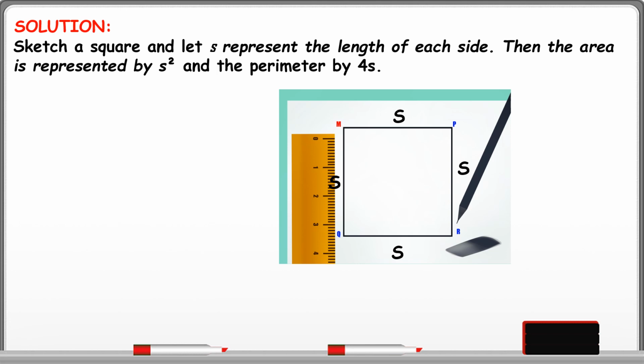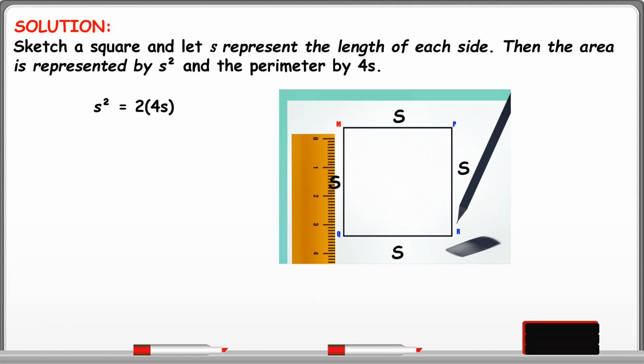For the solution, you need to sketch a square and let S represent the length of each side. Ito yon. Each side yan ng square, di ba? Four-sided polygon yon. For equal sides, ito yung S represents the side of the square. Then the area is represented by S squared. Of course, area of a square is equal to S squared, di ba? Yun yung formula. And then the perimeter is 4S. Ang formula doon ay perimeter of a square is equal to 4S. Diba yan yung formula niya?